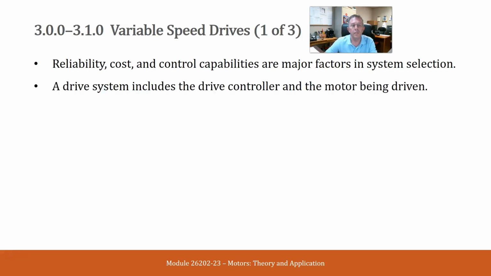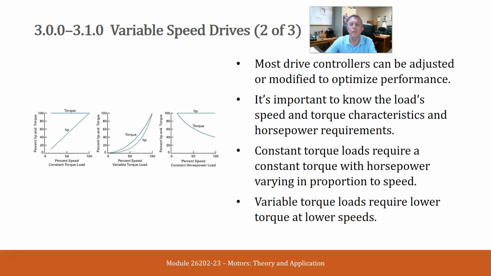Variable speed drives. Reliability, cost, and control capabilities are major factors in system selection. A drive system includes the drive controller and the motor being driven. Most drive controllers can be adjusted or modified to optimize performance. It is important to know the load speed and torque characteristics and horsepower requirements.